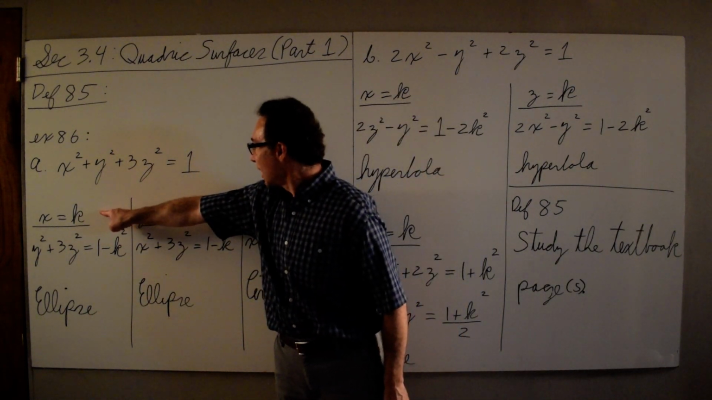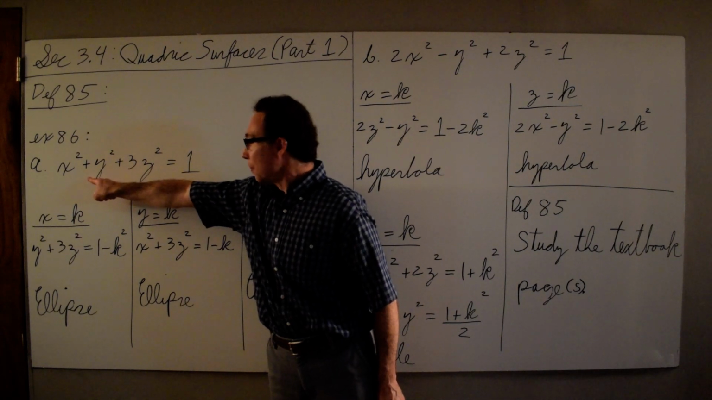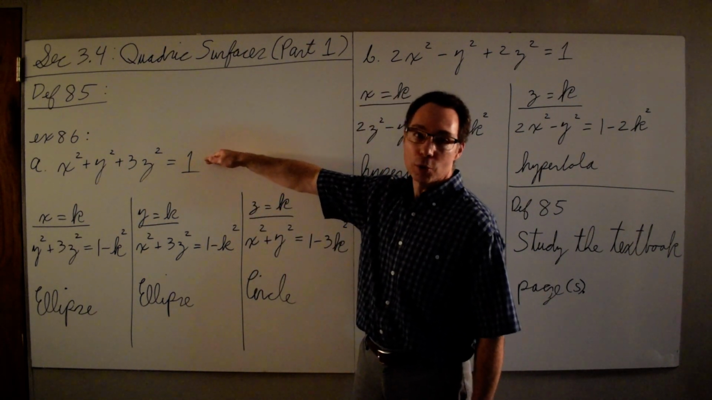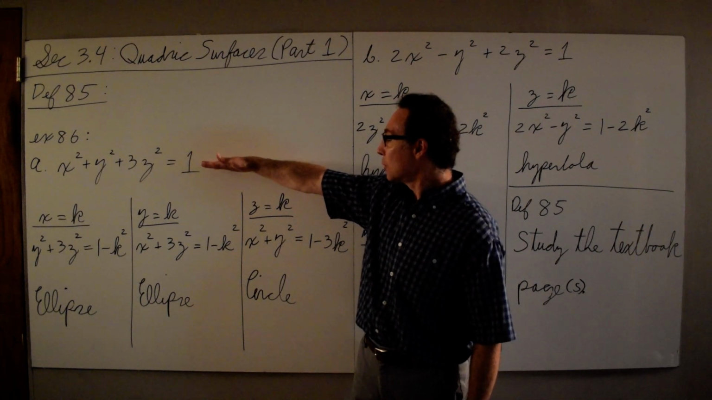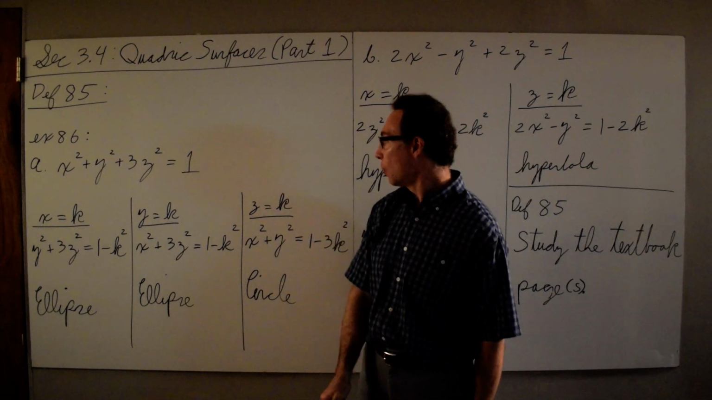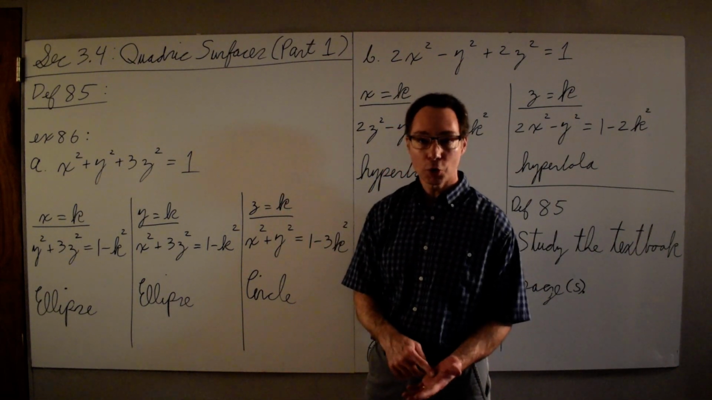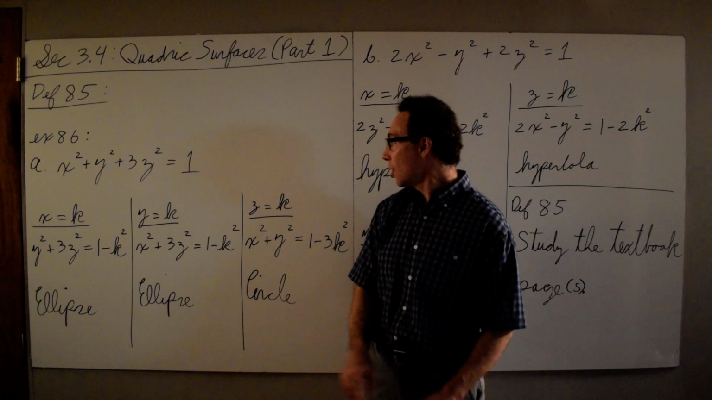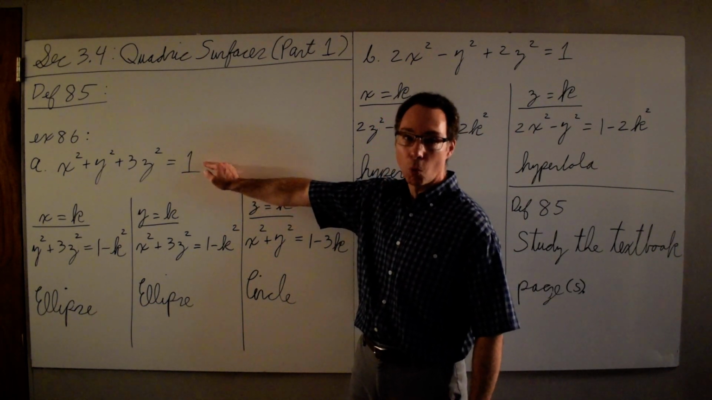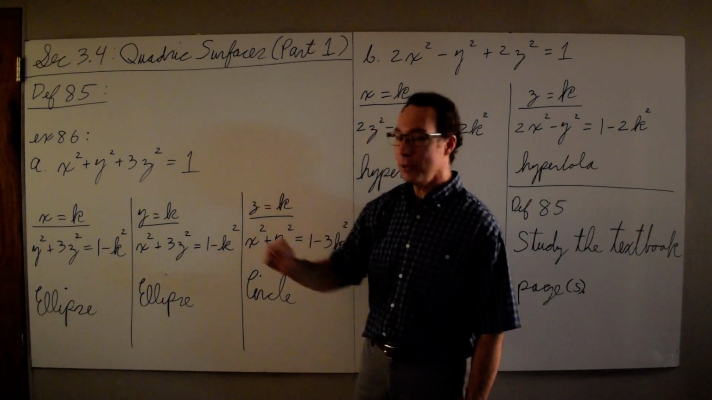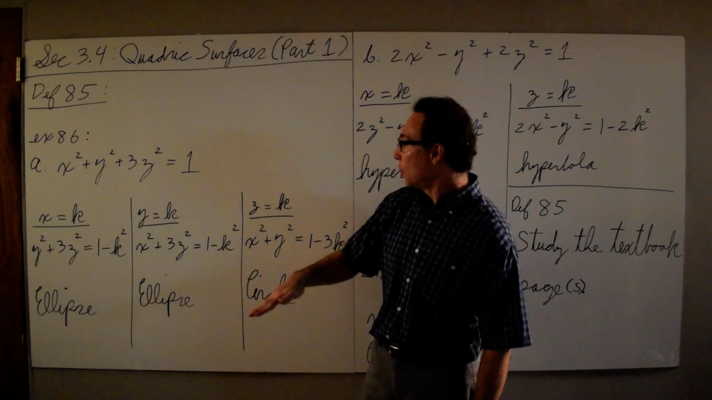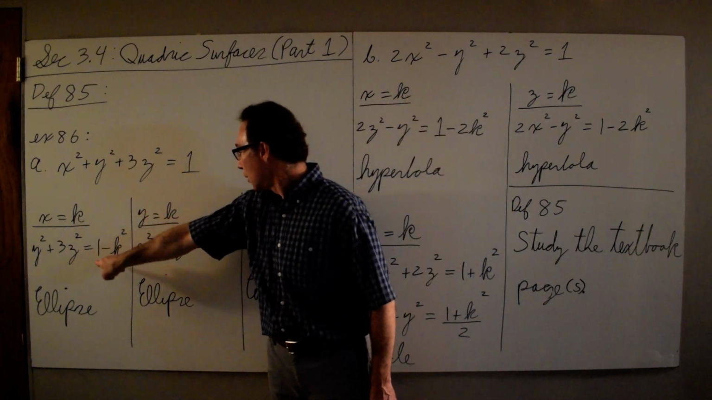When x is equal to k, so we set x equal to k, this is constant. I should say something else about this equation. We're looking at the set of all points that satisfy this equation, and of course not all points would satisfy it. For example, the point 1, 1, 1 does not satisfy this equation because 1 plus 1 plus 3 does not equal 1. So we're looking at the set of all points that satisfy this equation, and we're making that same restriction when we substitute k for x.